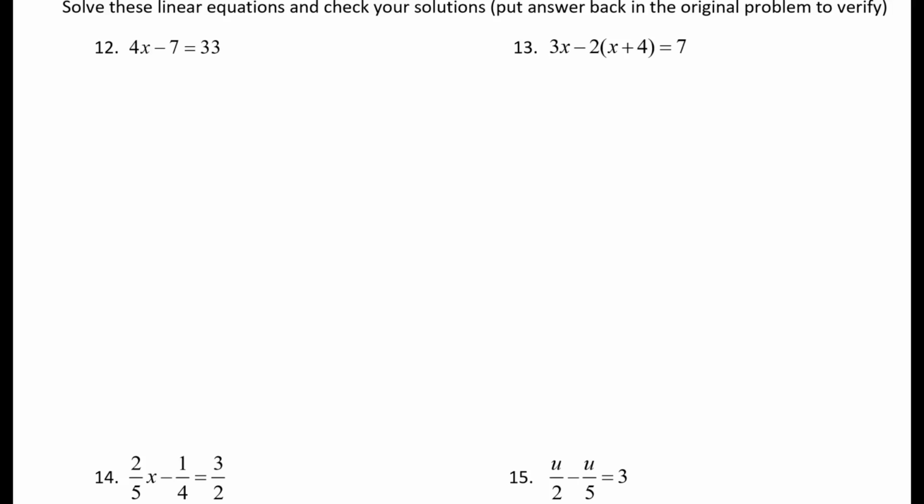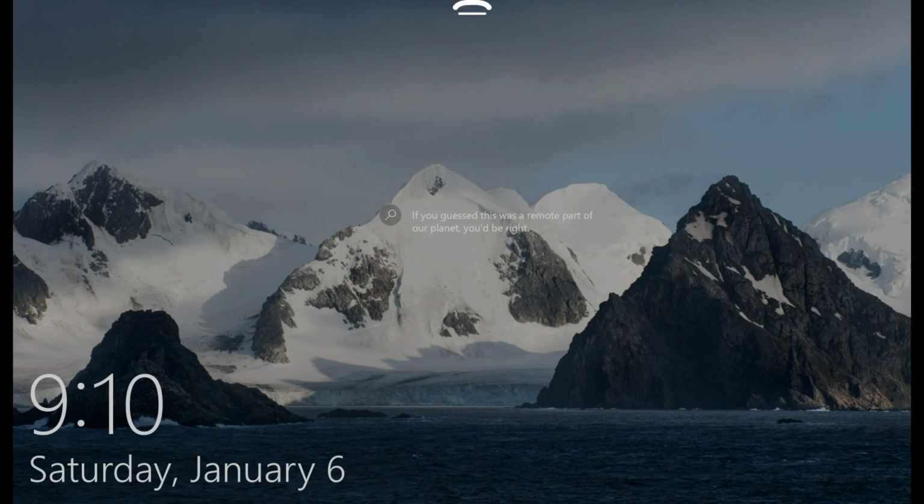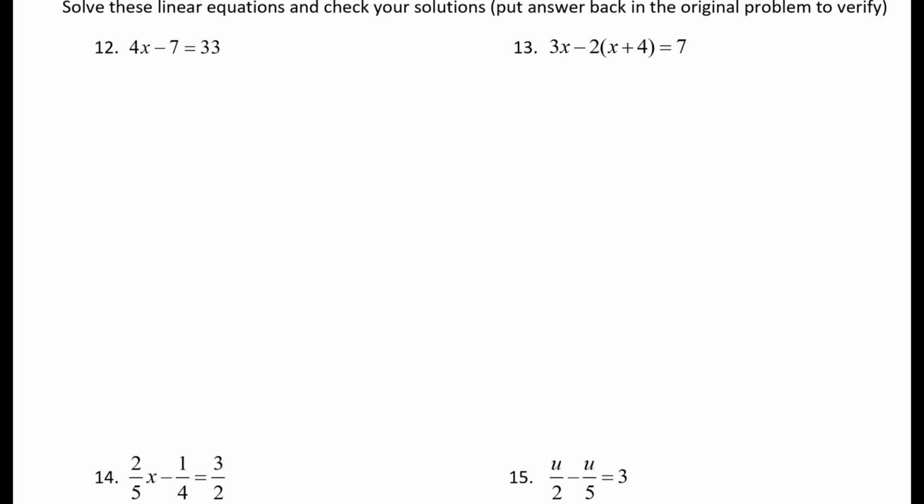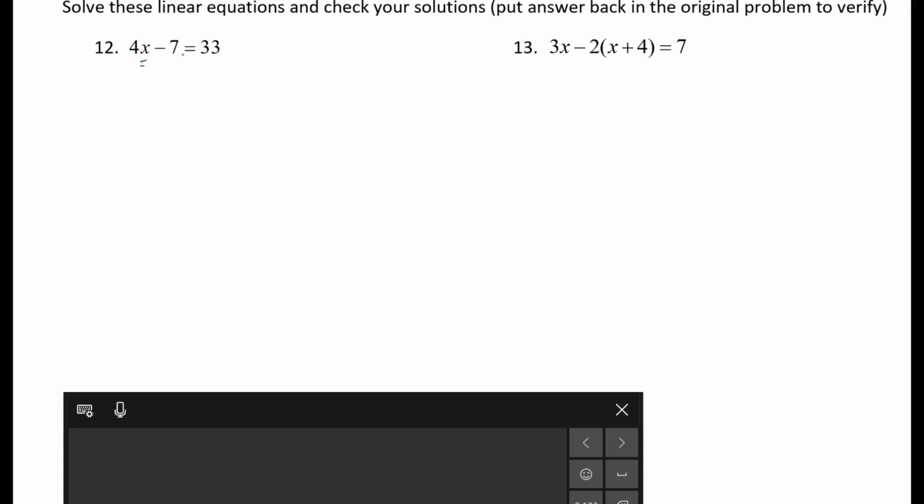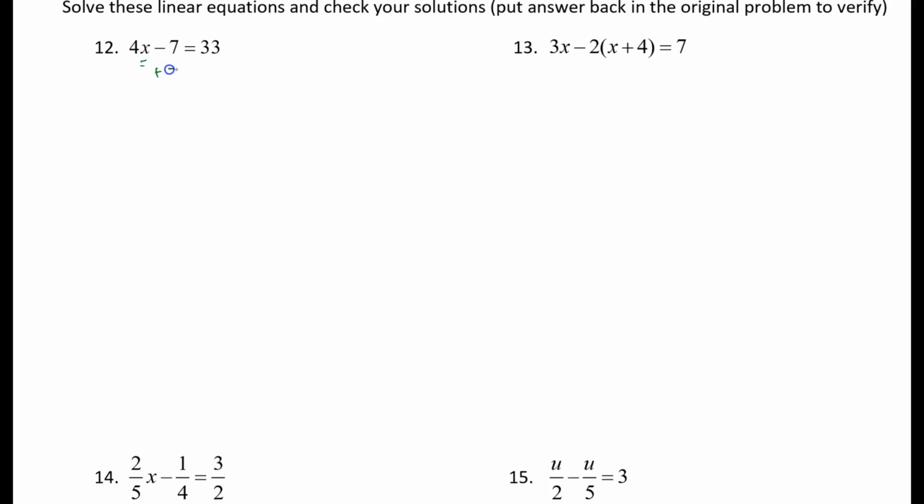So this next bit of problems are just solving equations in one variable. And so we'll start with the first one here. The idea is always with these, you're trying to get that x term by itself. So in order to do that, we're going to start off by adding 7 to both sides here. So we'll get 4x equals 40. And then to get x by itself, we need to undo the multiplying by 4. So we'll divide both sides by 4 to get x equals 10.